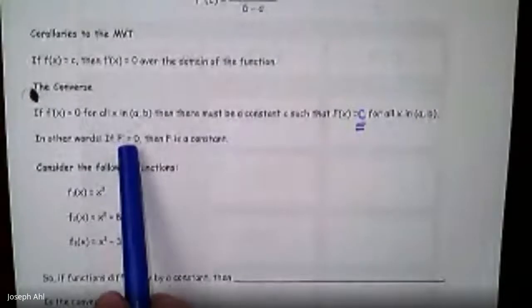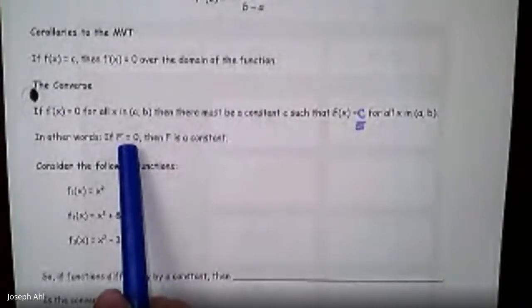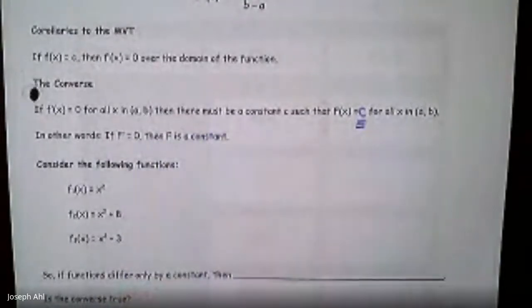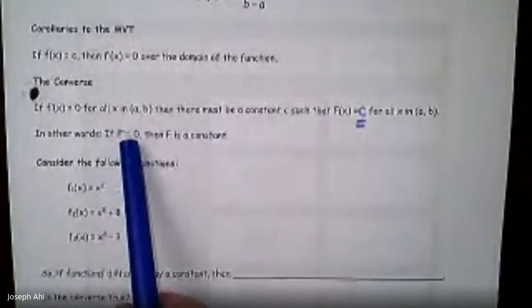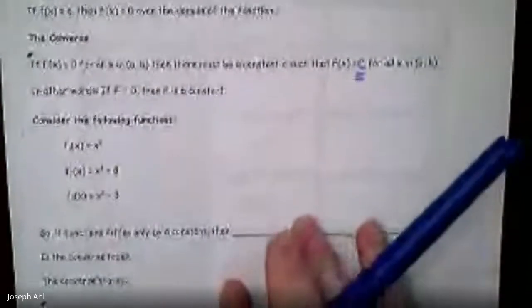A quick way of summarizing that is: if we know the derivative of something is 0, then we know that the original function f is a constant, and that's where we're trying to build this up from. If we know the derivative, how do we work up to getting what the original function was?